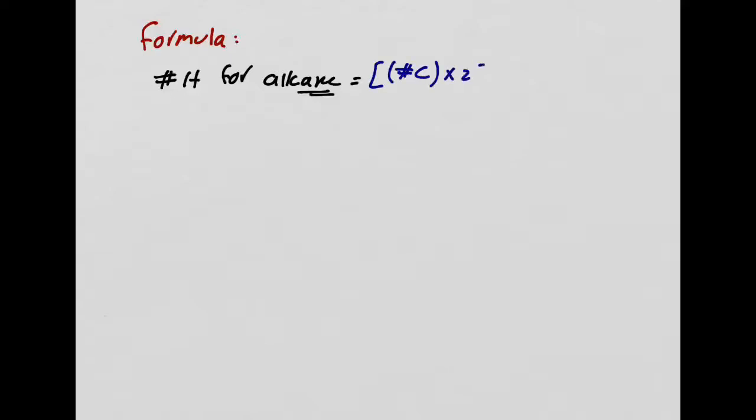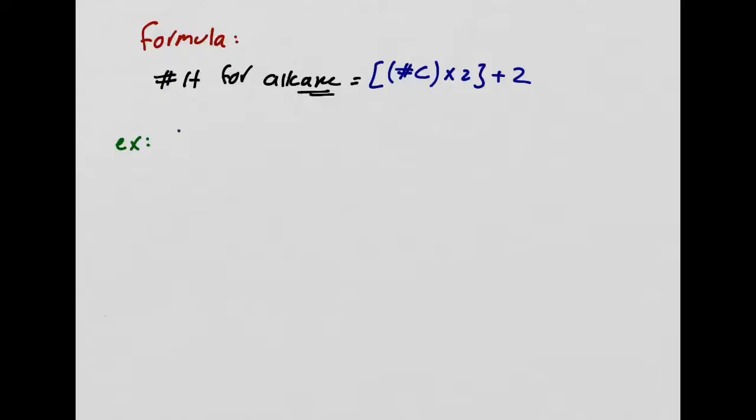Now, I need you to, again, you saw the pattern. Organic chemistry is seeing the pattern, a lot of it. Now, here's the formula for alkane. Number of hydrogen for alkane equals number of carbon times 2 plus 2. Okay? So, for example, let's do an example.